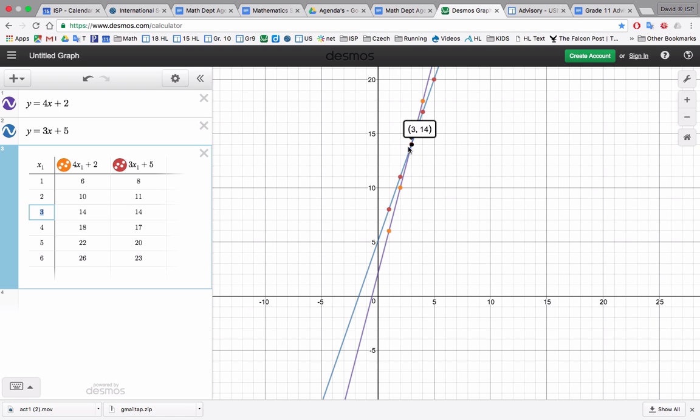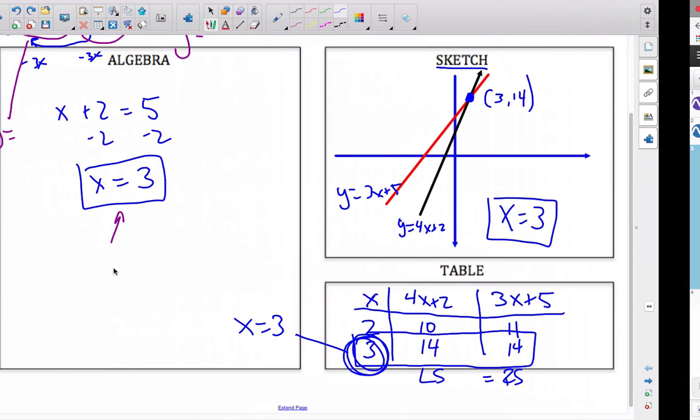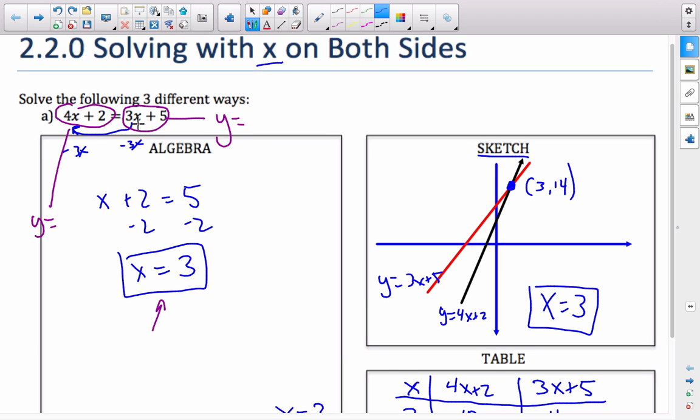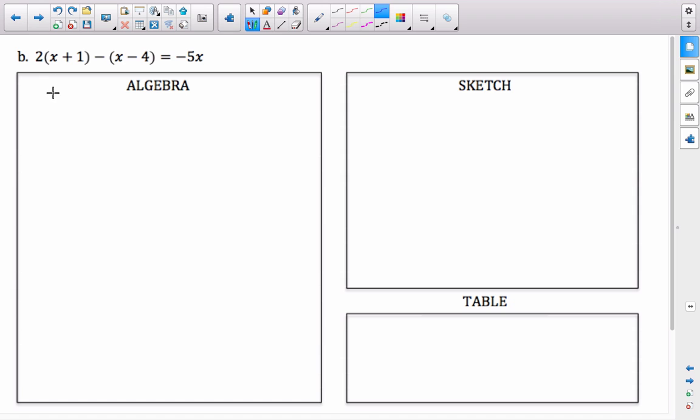Nice. Right. And we're looking to see which one are they equal, and that's going to be when x is 3. Right. So in solving these equations, algebra we can do, sketching we can do, and the table we can do. Lots of valuable methods to solving equations. Very nice. Okay. Well, here's another one. Let's do this one as well. Oh, okay. It's a little bit messier.